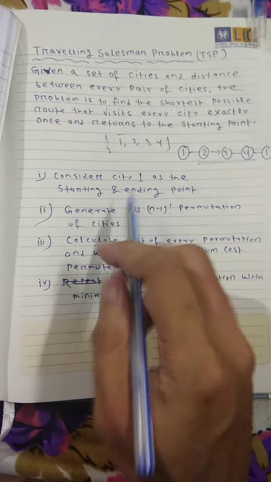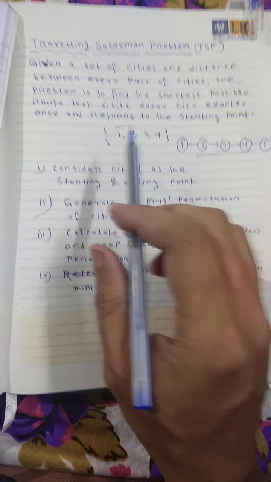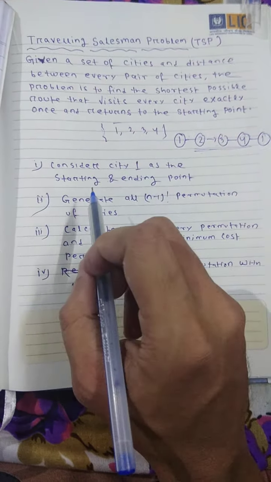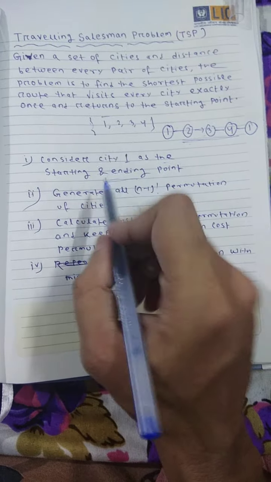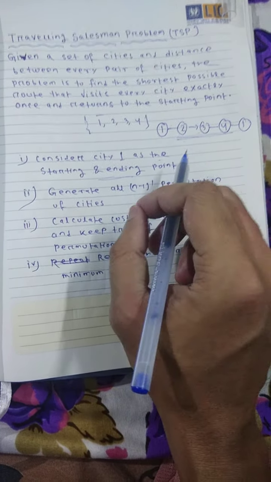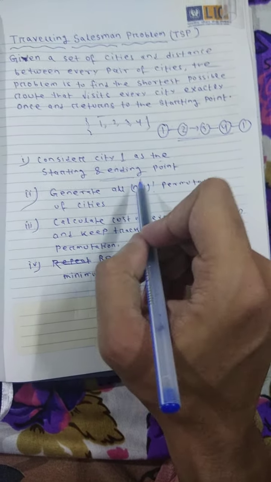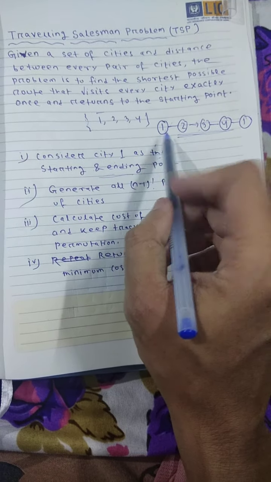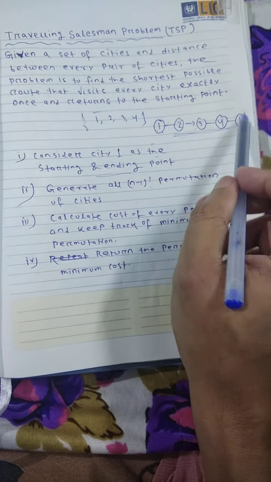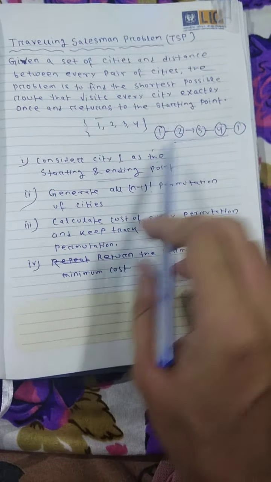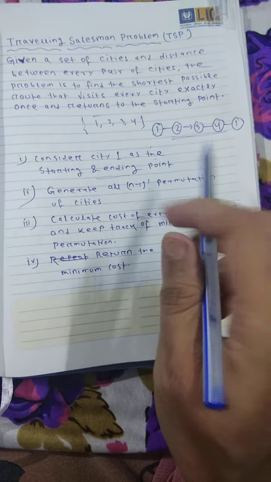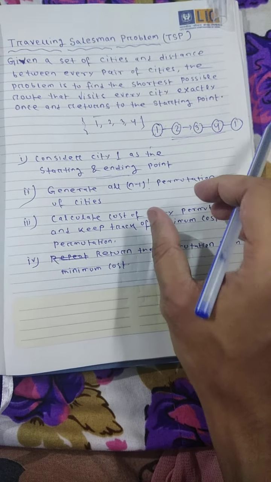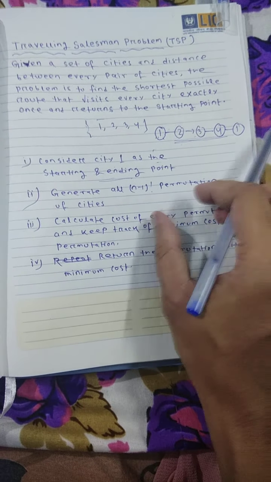So here, what are the steps for the traveling salesperson problem? Consider city 1 as the starting vertex and ending vertex. Either the question gives the starting vertex or you have to consider one, and whatever the starting vertex is, that is also the ending vertex. Then you have to find the paths from the starting vertex to all the other vertices. Then generate the possible number of combinations.